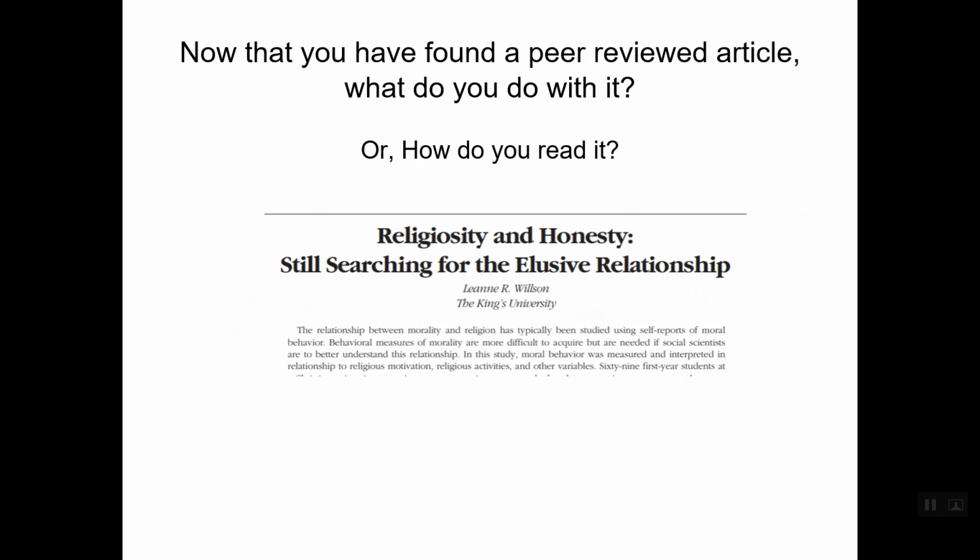These are some things to consider as you go through the process in considering peer review and what it means for your own assignment. Now let's move on. Now that you have found a peer-reviewed article, in our example, we'll work with this article, Religiosity and Honesty, Still Searching for the Elusive Relationship. Now that we've found one of these things, what do we do with it? Or how do we read it? Let's find out.